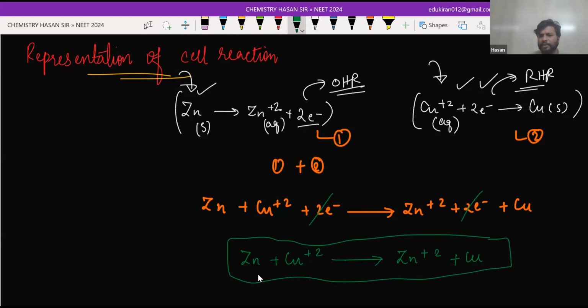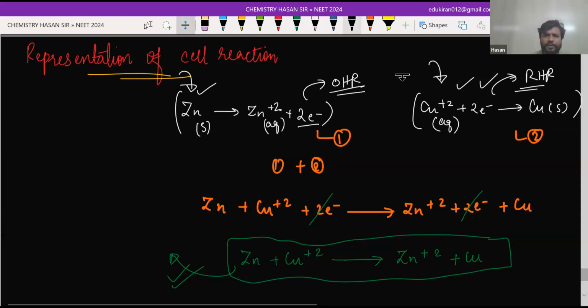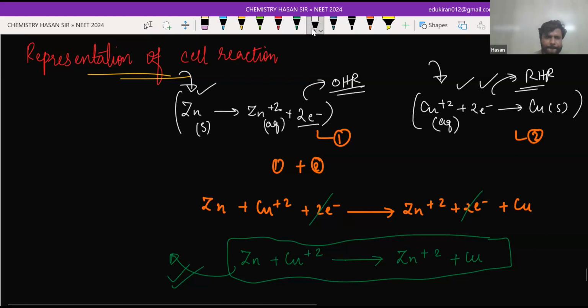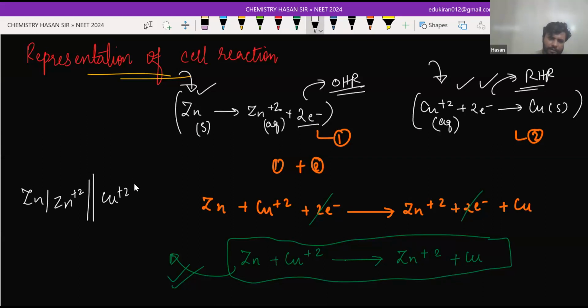And if someone asks how you are going to represent this chemical reaction, can you write the representation of this cell? Yes, sir. It will be Zn slash Zn plus 2. Very good. And then the double slash for the bridge, and then Cu plus 2, and then Cu. Very good. So basically very easy.